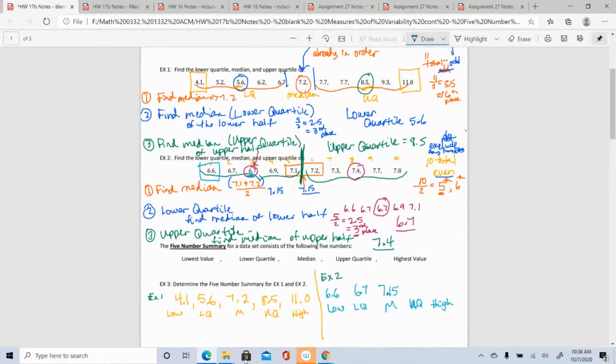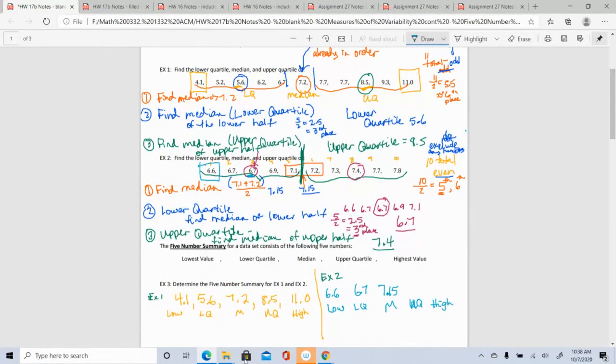7.15, good. Sometimes that's kind of tricky because that number is not one of the numbers on the list, is it? So remember when you have to find a median, or it could happen in the lower quartile or the upper quartile, if you have to circle two numbers, it may not be something right on here. So with 7.15 as our median, that's going to be your point here.